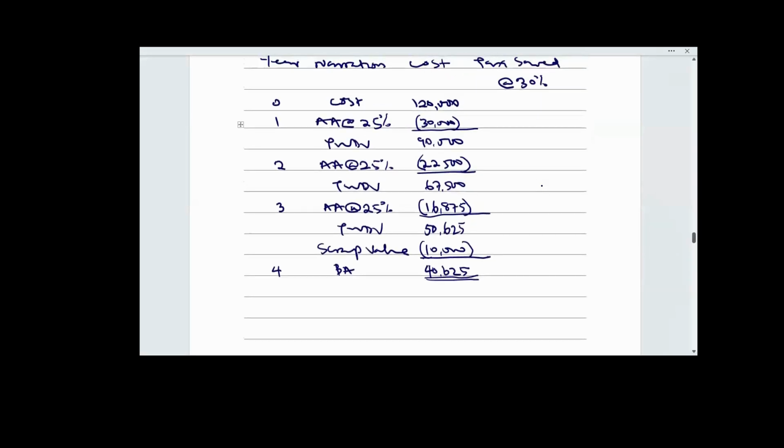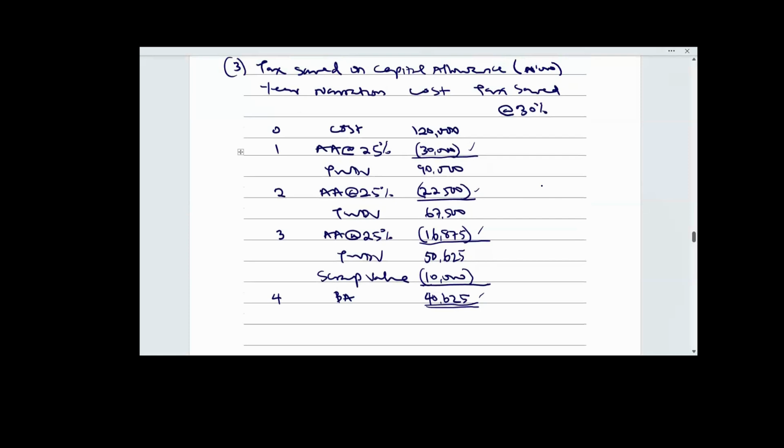So if I want to use capital allowance to reduce tax liability, I will select this and this. Before I calculate my tax liability, I will first deduct my capital allowance, then I will have my taxable profit, then I will multiply the tax rate on it. But we can't do that. We are using tax saved on capital allowance. Therefore, to calculate my tax saved, you need to multiply the company tax rate on the capital allowance for each year.